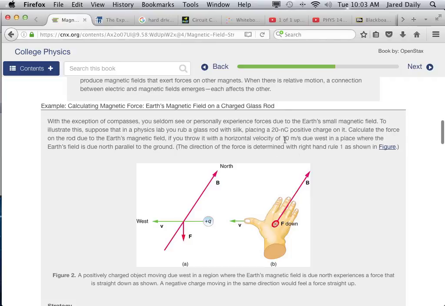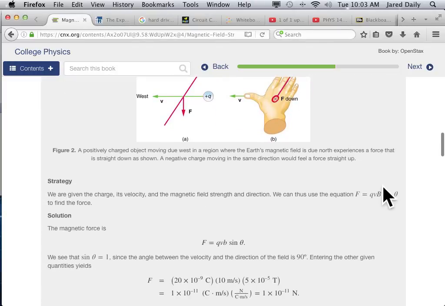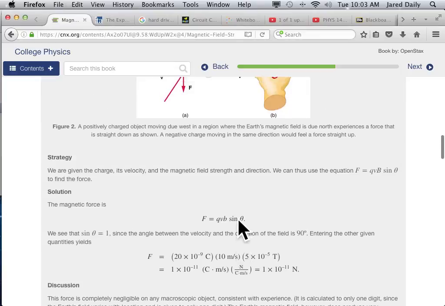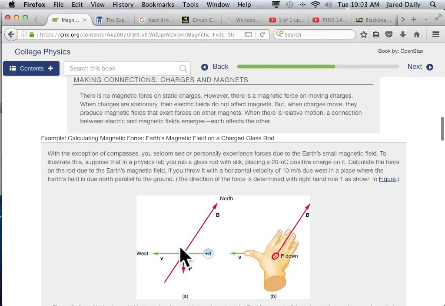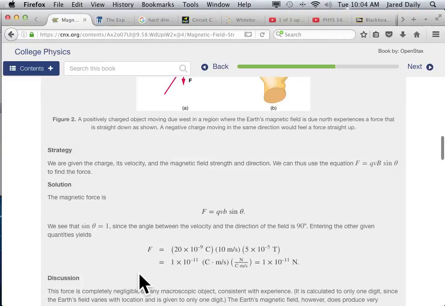It's a 20 nanocoulomb positive charge. We want to calculate that force. They give us the magnetic field. I'm assuming it's the magnetic field of the Earth. Magnetic field of the Earth is something like 5 times 10 to the minus 5 Tesla, right here. And it's going 10 meters per second, so there's our velocity. Here's our Q times V times B, and then the sine of theta. The angle between magnetic field and velocity in this case is 90 degrees. Sine of 90 degrees is 1, so that just becomes 1 here at the end. Multiply all these numbers together and we get 1 times 10 to the minus 11 newtons.